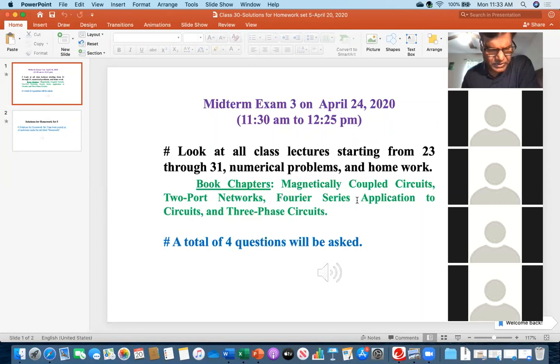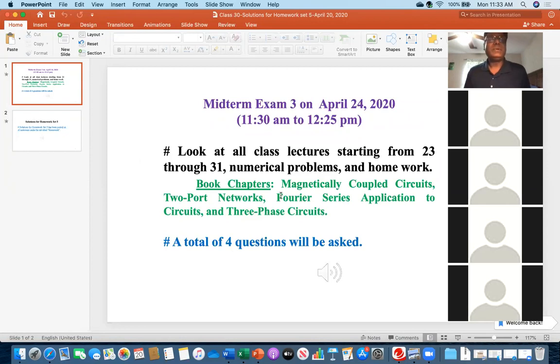I already posted the grade for homework set 5. Have you all noticed your grade? Yes. Okay. And then I am going to cover the solutions for homework set 5. Before, I think I discussed the solution for homework set 4, but I did not let you know the grade. So sometime today, you'll be seeing your grade for homework set 4 as well.